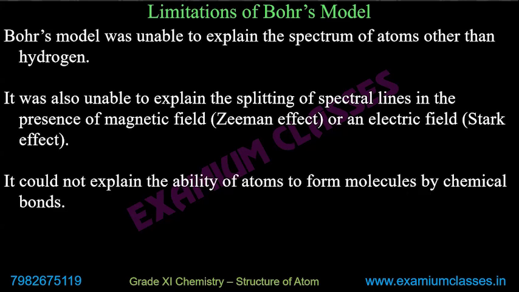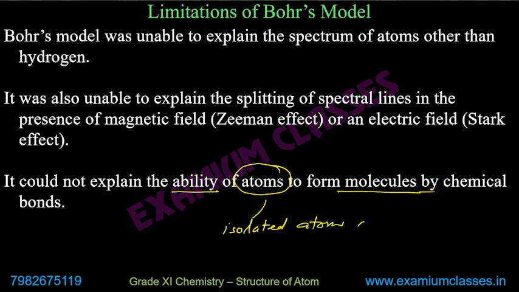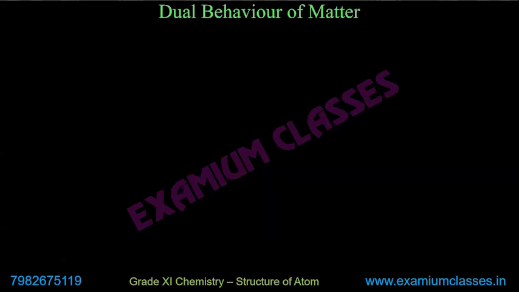It could not explain the ability of atoms to form molecules either. That's why I said that we are talking about only standalone, free-state, isolated atoms. It was not able to explain anything related to molecules, even hydrogen molecules. So the Bohr model completes here. Related questions we will be doing, but that is all about the Bohr model: what conditions we talked about, what properties and characteristics we talked about.